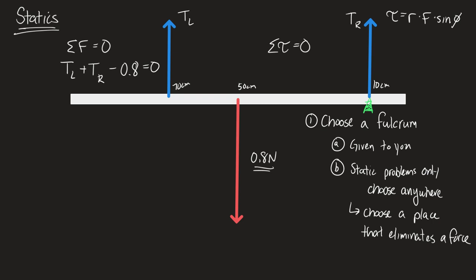By placing it here, I'm saying that TR doesn't apply a torque to the system because my pivot point is at that force. So the torque arm for that force is 0. Everybody follow why I'm doing that? It eliminates one of the torques. If you don't understand why I'm doing it, at least write down that I'm doing it so that we can work the problem.